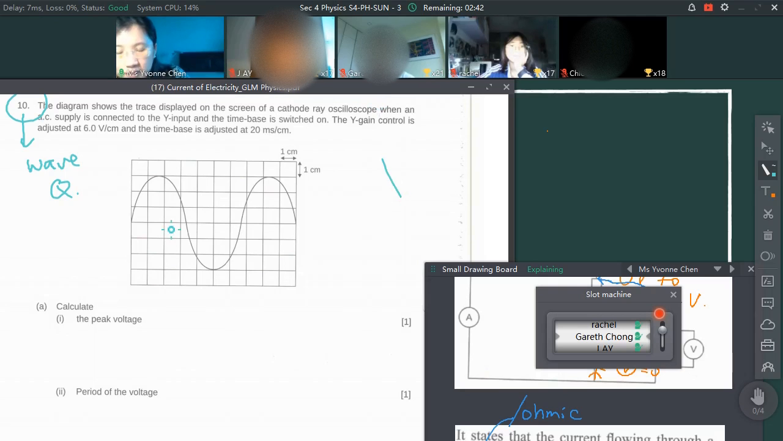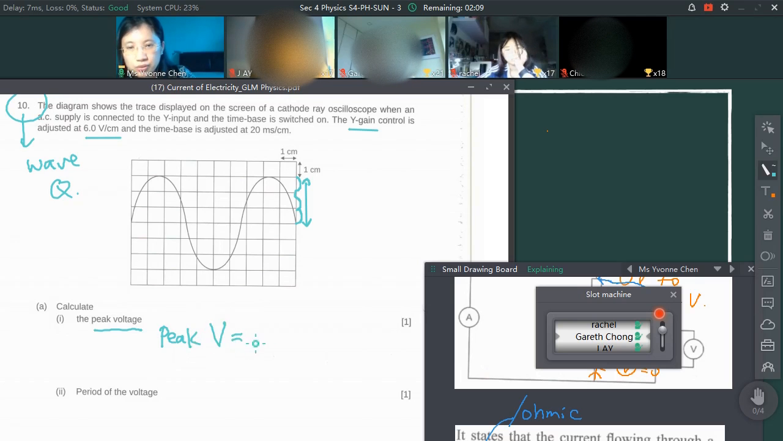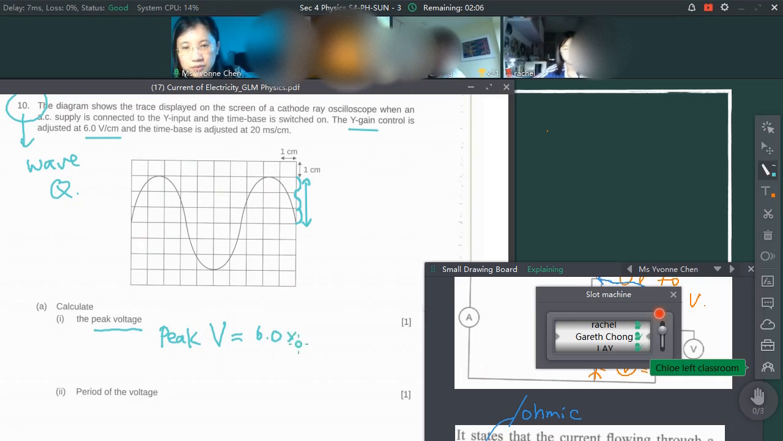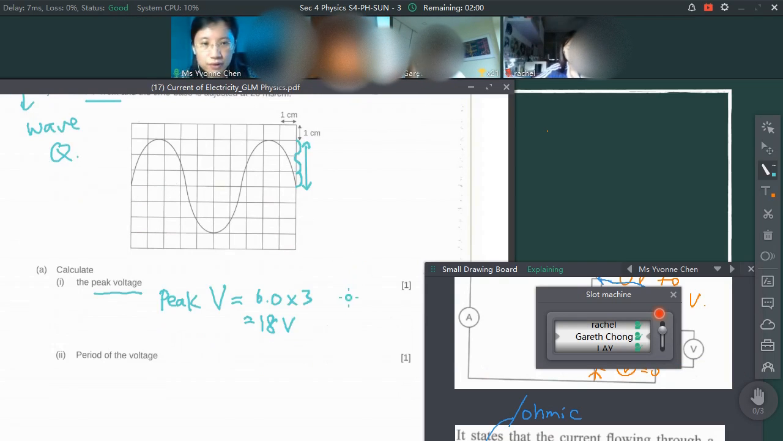So when we look at the peak voltage, we are looking at the y direction. So this is y gain, and it is 6.0 volts per cm. So there are 1, 2, 3. How do you find the peak voltage? You can say peak voltage equals 6.0 times 3, which is 18 volts. Okay, so we follow 2 SF.